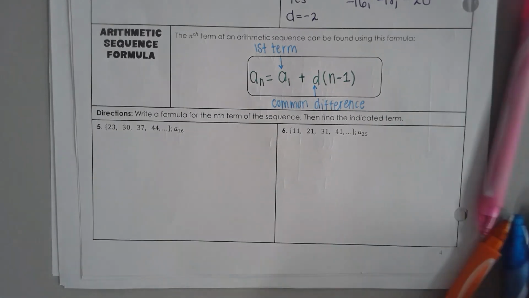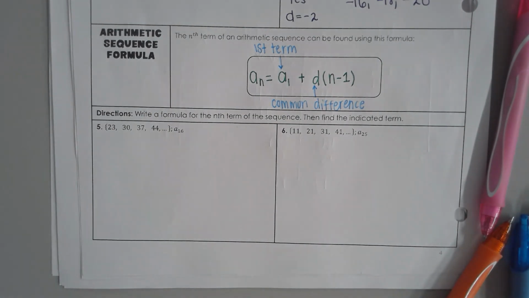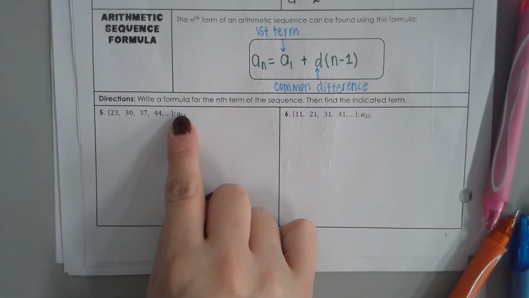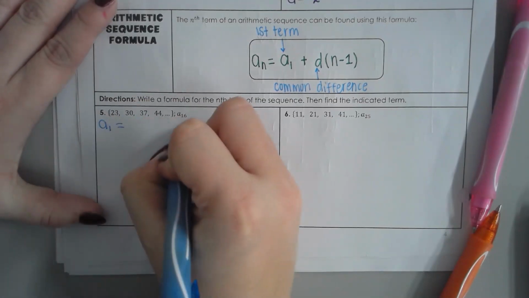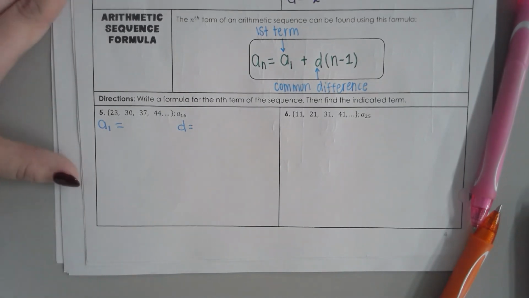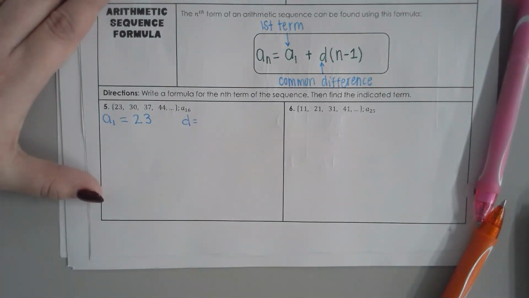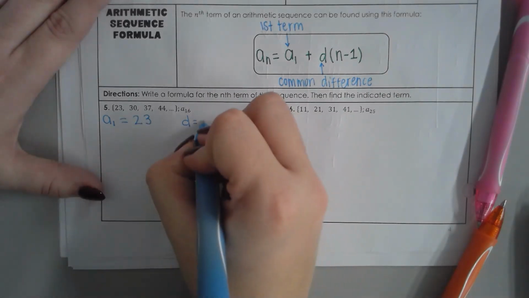So here in number 5, we're first going to write the explicit formula and then find a specific term. In order to write my formula, I need 2 things. I need A1 and I need my common difference. What is A1? 23. What is my common difference? 7.